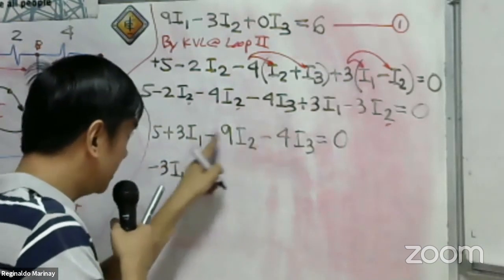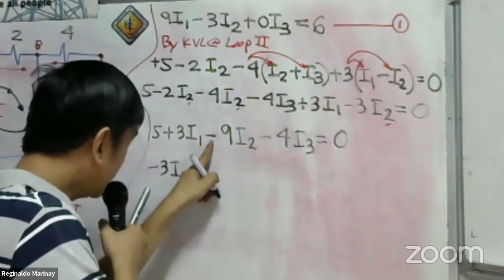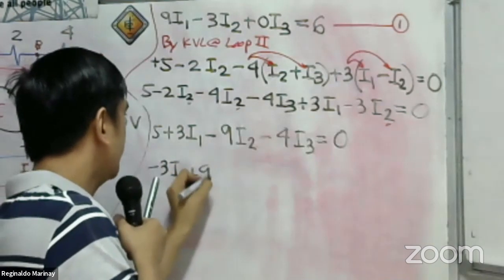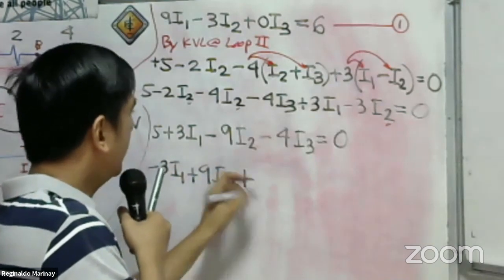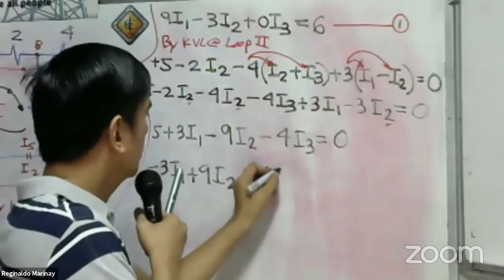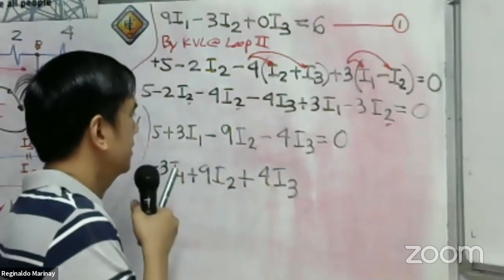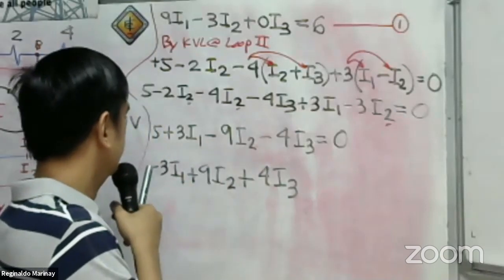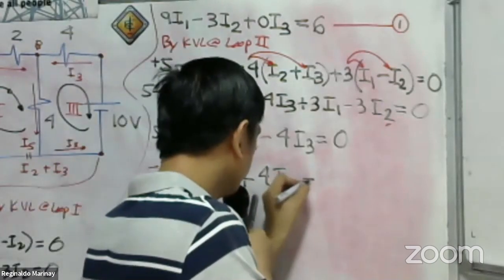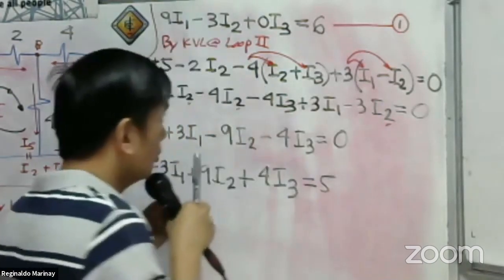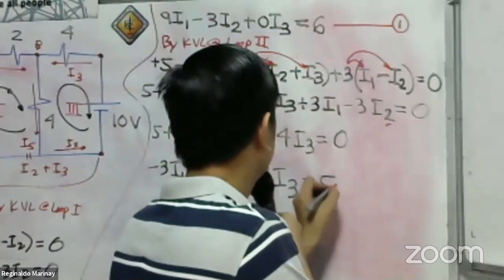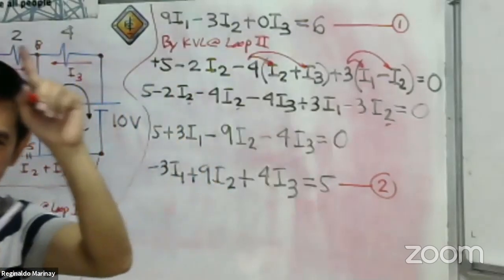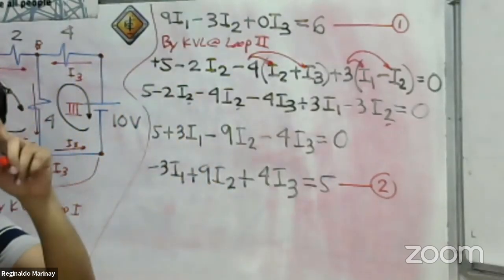But two negativity here. Okay. This negative I will transpose. That will become positive. Negative will become positive 9 I sub 2. Then negative will become positive 4 I sub 3. Okay? Negative, negative will become positive and positive. Okay? Then that is equal to 5. So we already have equation number 2. Okay? One more equation. Then that will be easy. Just simply mode 5-2, right?